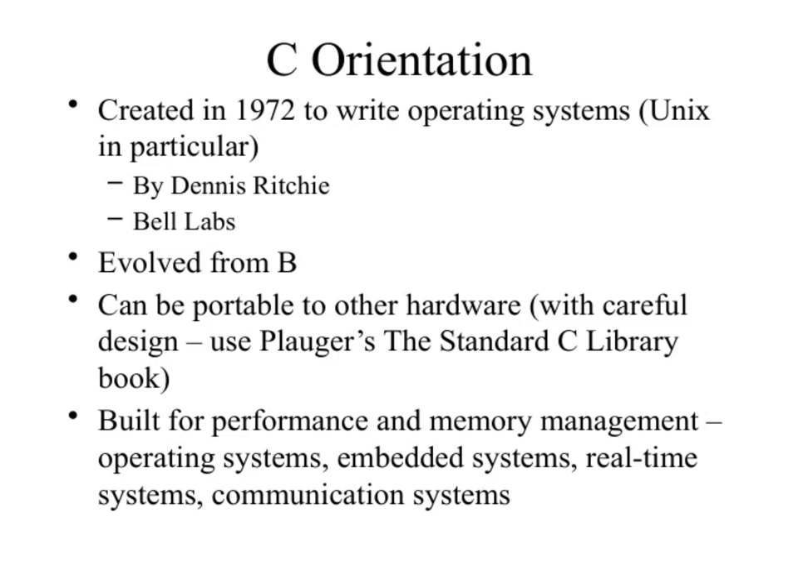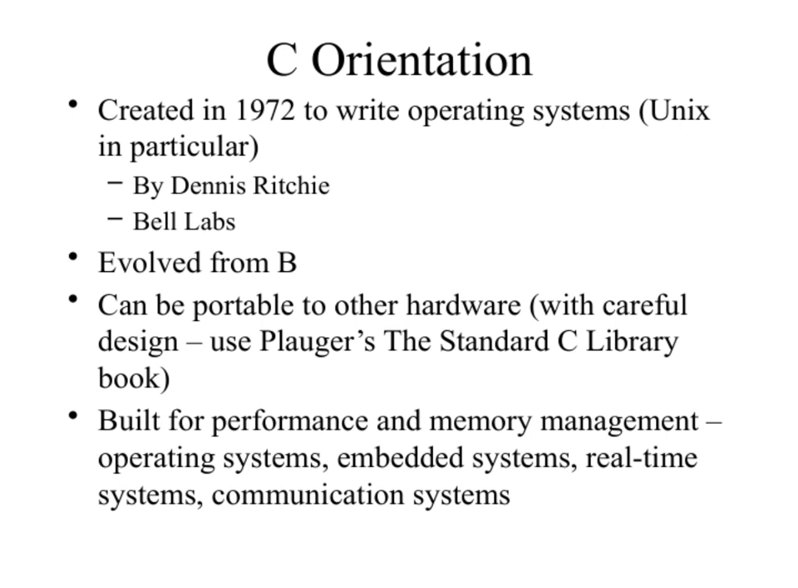Created in 1972, C was developed specifically to write operating systems, most notably Unix. It was created by Dennis Ritchie at Bell Labs. Building upon the earlier language, one of the key strengths of C is its portability, meaning it can be adapted to different hardware platforms with careful design, especially if you follow best practices like those outlined in Plauger's The Standard C Library book. This portability has made C incredibly versatile.